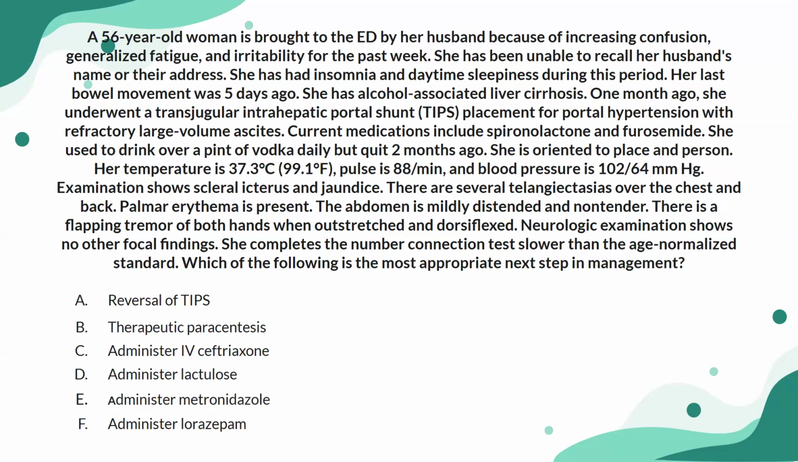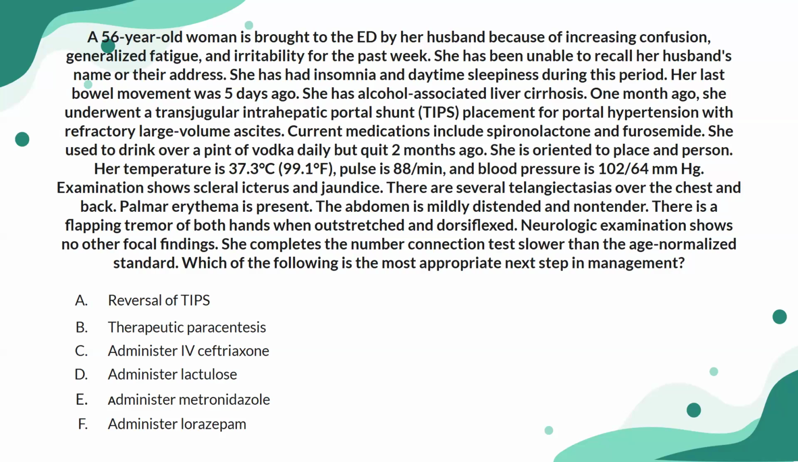Her temperature is 37.3, which is fine. Pulse is okay. Blood pressure is on the lower side. Shows jaundice, scleral icterus. She has telangiectasias all over her chest and back, and palmar erythema is present. So she has spider angiomas and palmar erythemas, which indicate liver failure or advanced liver disease. The abdomen is mildly distended. We're thinking ascites, non-tender, so probably not spontaneous bacterial peritonitis, right? There is a flapping tremor on both hands. There you go, outstretched and dorsiflexed. Neurological examination shows no other focal findings. She completes the number connection test lower than the age normalized standard. Which of the following is the most appropriate next step in management?